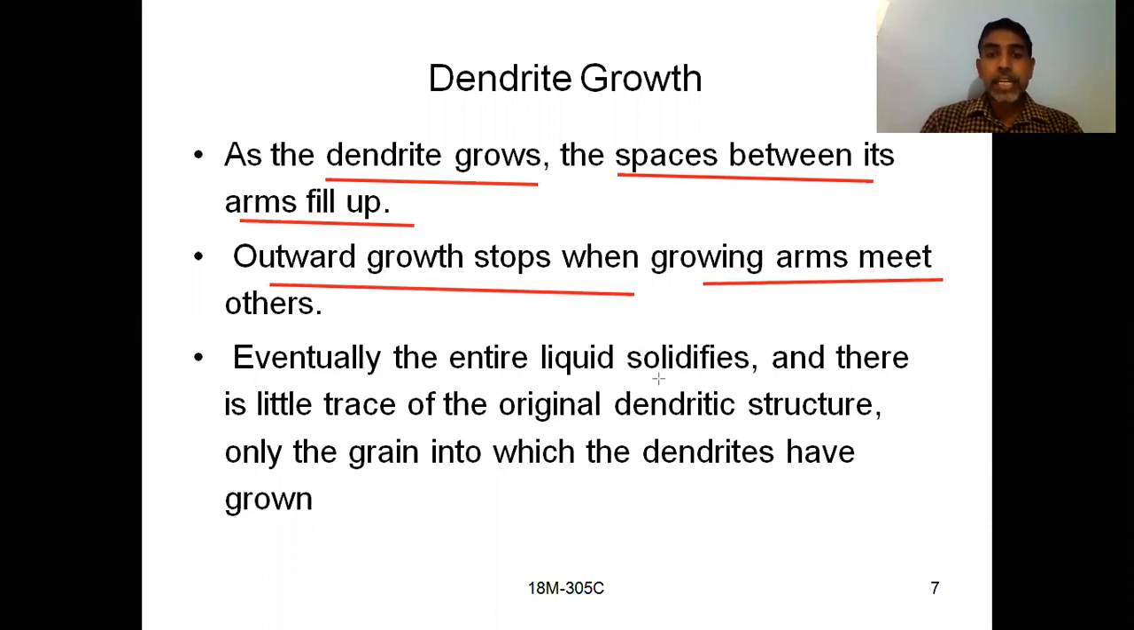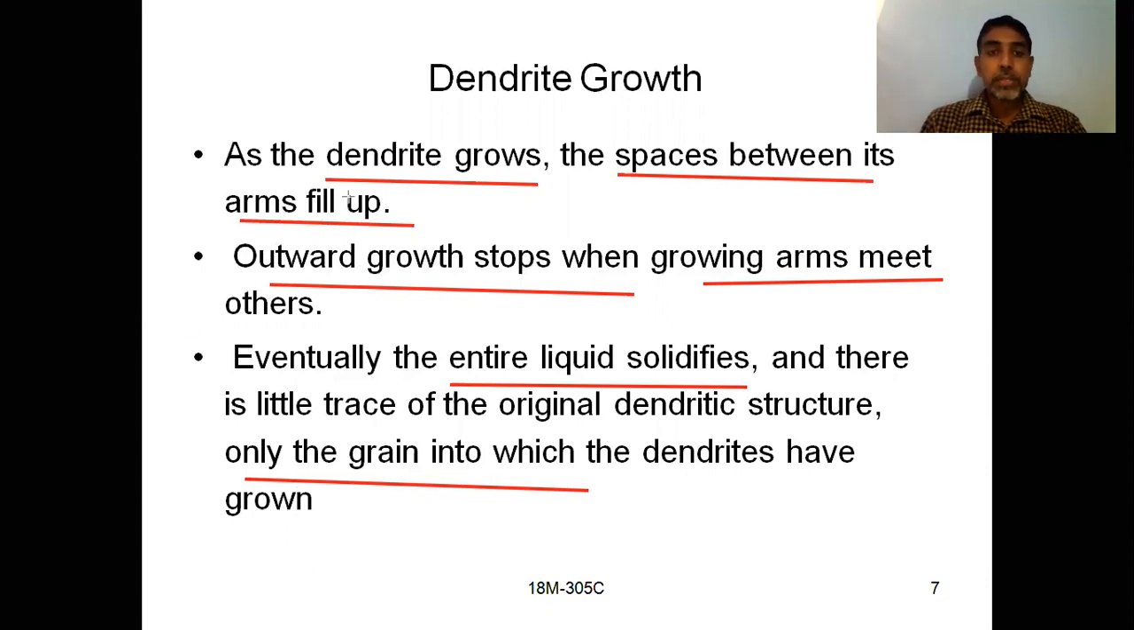Eventually the entire liquid solidifies. So after some time, what will happen? The growth will be throughout the liquid, and complete solidification of the metal will take place. There is little trace of the original dendritic structure, only the grain into which the dendrites have grown. So at the end of the solidification, you will see a small trace of the dendritic structure, and a complete grain will be formed here. In this way the growth will happen.